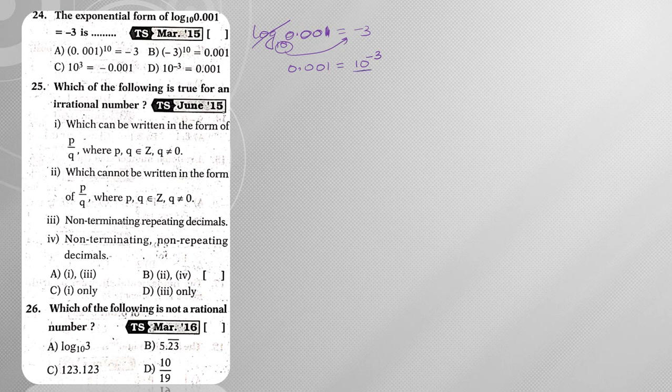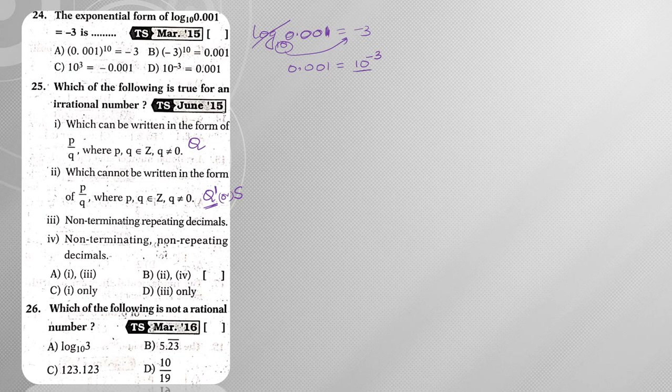Next, which of the following is true for an irrational number? We need to say which statement is true for an irrational number. An irrational number means one which cannot be expressed in the form p by q, right? If you observe the first one, it can be written in the form p by q. So clearly it is a rational number, so it is Q, right? Which cannot be represented, so it is Q dash. Q dash means nothing but my irrational number, or we can simply represent it with S.